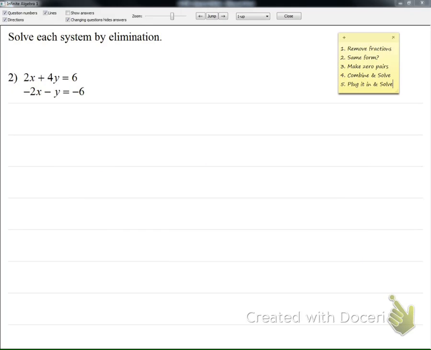Alright, let's see how you did. You notice that there was no fractions, so you do not need to eliminate fractions. Okay, there we go. You notice that they're both in the same form, so we're done with step 2. My screen is going all over the place. Step 3, make the 0 pairs. You already have a 0 pair that can eliminate, so we don't really need to make them. We just need to eliminate them.